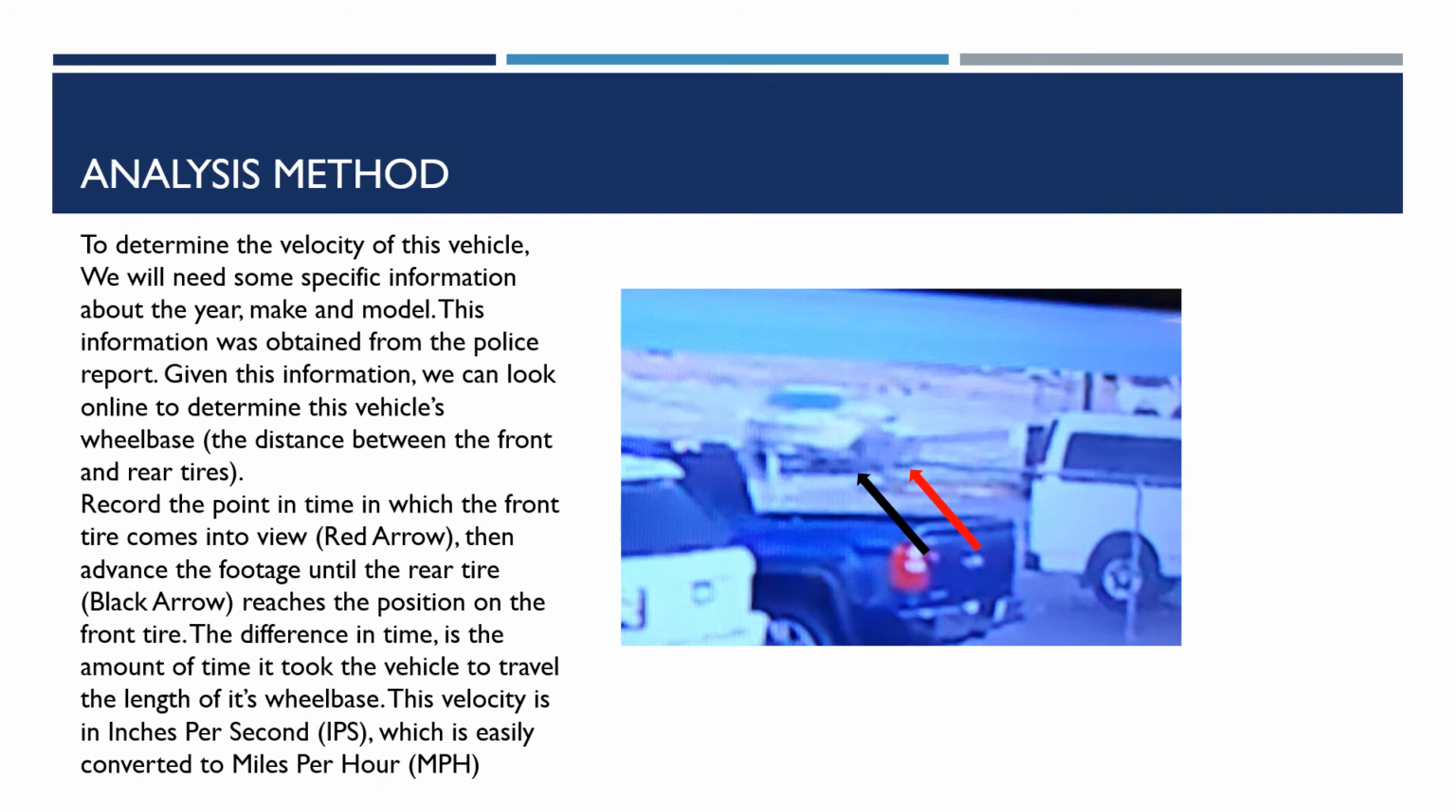Record the point in time in which the front tire comes into view, red arrow, then advance the footage until the rear tire, black arrow, reaches the position of the front tire. The difference in time is the amount of time it took the vehicle to travel the length of its wheelbase. This velocity is in inches per second, which is easily converted to miles per hour.